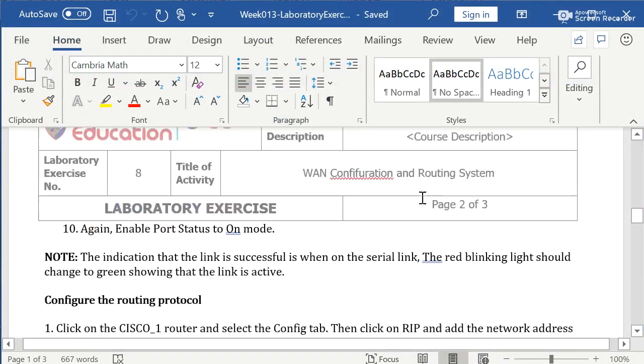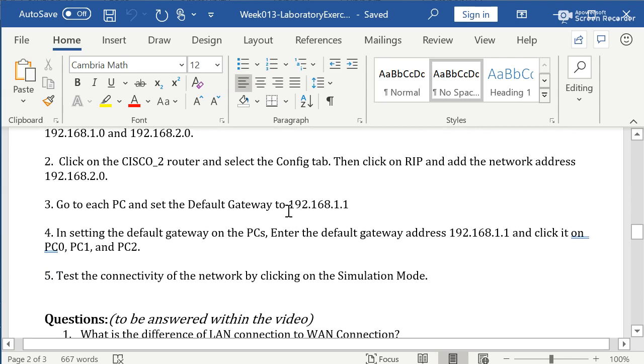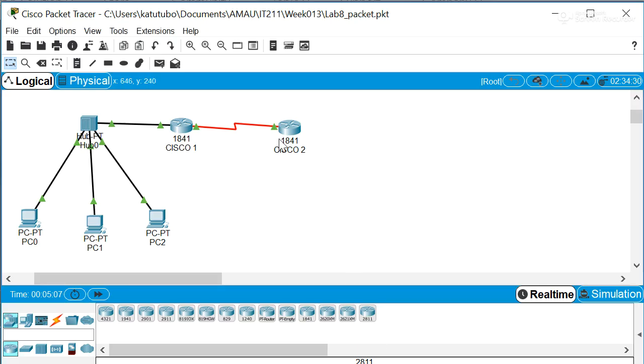Next, I need to set the RIP on both routers. For router 1, I just configure 192.168.1.0 and also 192.168.2.0. But for the Cisco 2 router, I just need to add the RIP 192.168.2.0. Then on each PC I need to set the default gateway to 192.168.1.1. All the PCs should be configured with the default gateway 192.168.1.1.